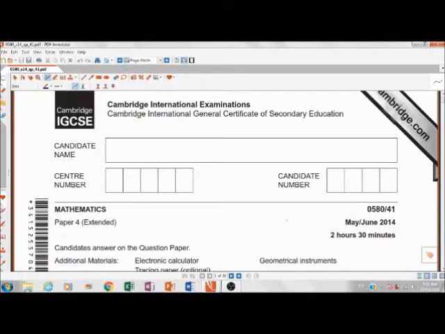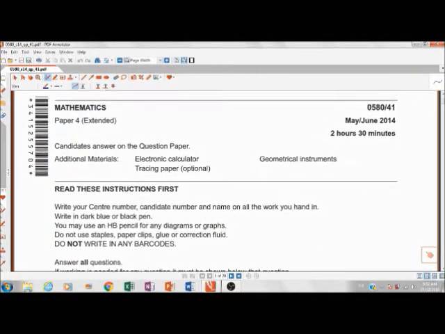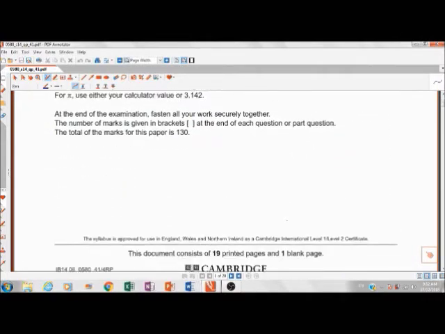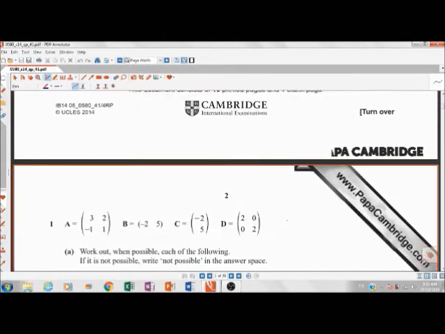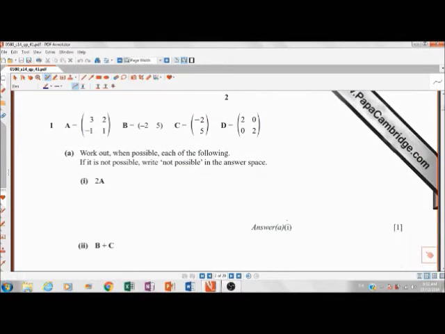Alright, let's get started. This is 2014 May June paper 4 variant 1. First question. Work out when possible each of the following. If it is not possible, write not possible in the answer space.